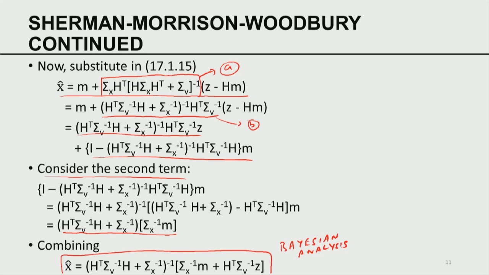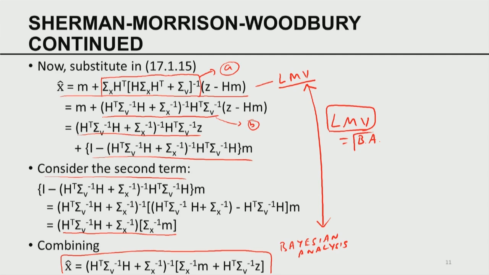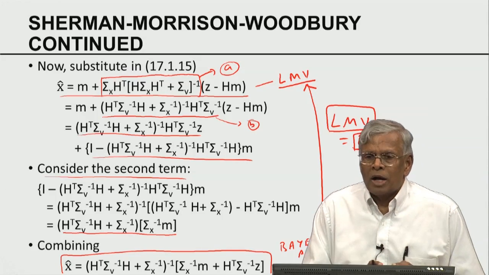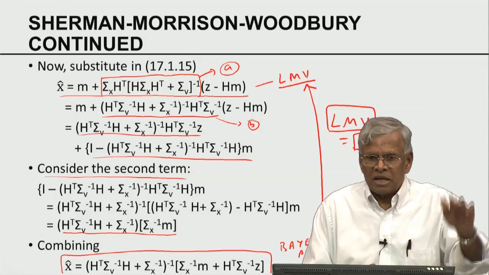So what have we done? We started with the linear minimum variance formula for the optimal estimate. From there, we have derived the Bayesian analysis by applying a matrix identity that arises out of the Sherman-Morrison-Woodbury formula. By retracing this, you can readily see these two formulas are equal. Therefore, linear minimum variance analysis is equivalent to Bayesian analysis. So there are two equivalent ways of looking at Bayesian data assimilation, or the Bayesian way of estimation: one through linear minimum variance, another through the classical Bayesian itself.